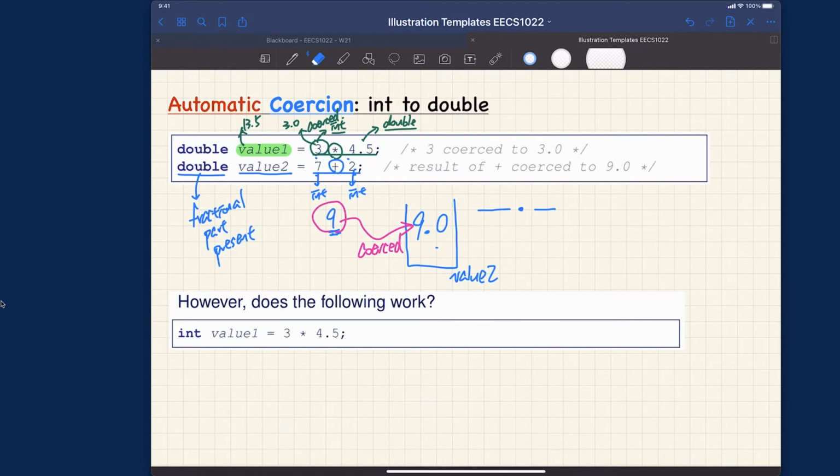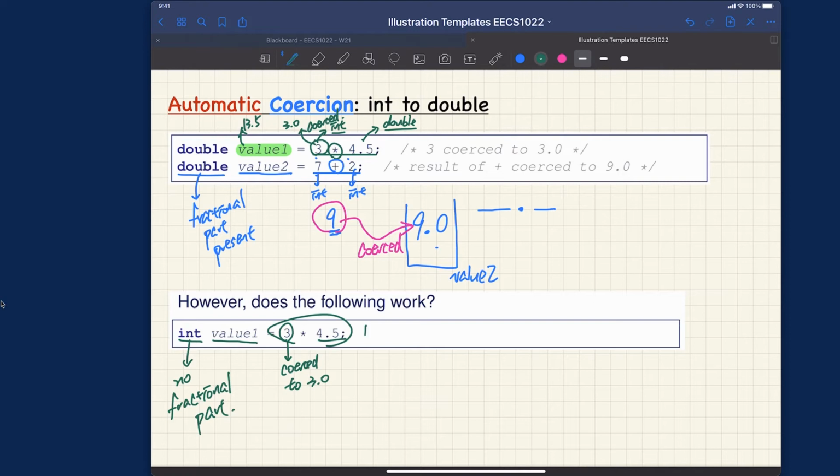Okay, let's consider the motivating example for casting. We declare value1 to be of type integer, which means it has no fractional part. That's really the fundamental difference between integer and floating point number. Now if you try to do this, we know that 3 is going to be coerced to 3.0 simply because the other operand is 4.5, which has a fractional part. Overall, it's going to be 13.5.